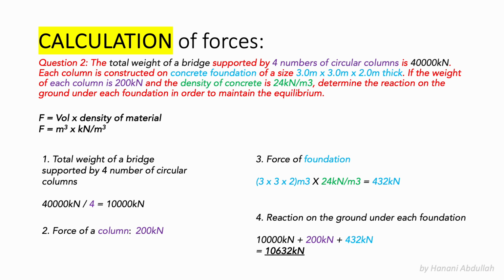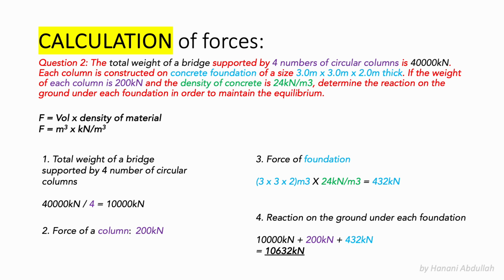Alright, let's continue with second question. The question is, the total weight of the bridge supported by 4 numbers of circular columns is 40,000 kilonewton. So each column is constructed on concrete foundation of a size 3 meter times 3 meter times 2 meter thick. If the weight of each column is 200 kilonewton and the density of concrete is 24 kilonewton per meter cube, determine the reaction on the ground under each foundation in order to maintain the equilibrium.